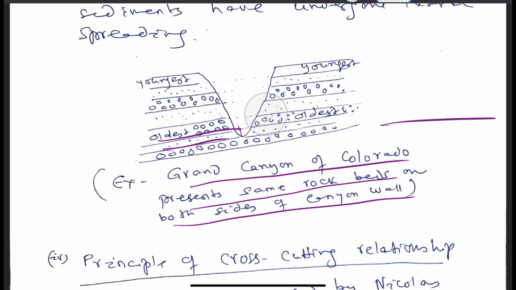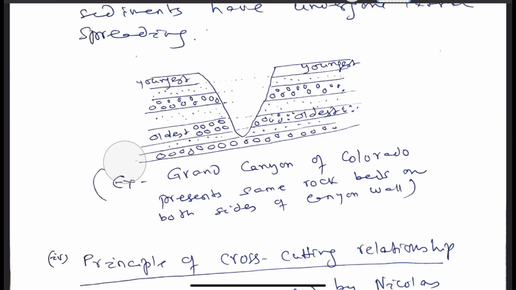Thus, Nicholas Steno has provided these principles: order of superposition of beds, order of horizontality of deposition, order of the lateral continuity of beds. All these principles account for the very process of deposition of sediments. The lower beds are always older than the beds which come at the top and form the younger beds.